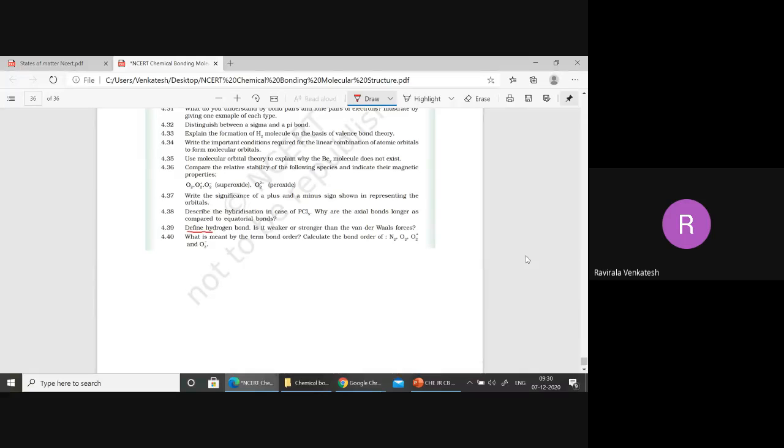Define hydrogen bond. Is it weaker or stronger than the van der Waals forces? Hydrogen bonding is stronger than the van der Waals forces, but weaker than ionic and covalent bonds. This will come in the next chapter. This is about the hydrogen bonding data. With this, we have completed hydrogen bonding.